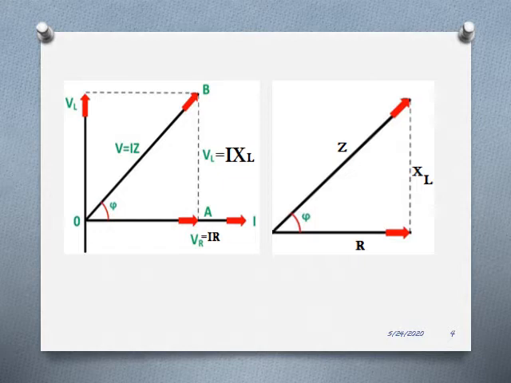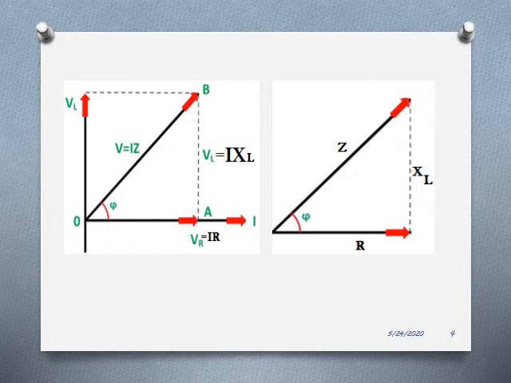So now you have two sides of a right angle triangle, OA, which is VR, the voltage across the resistance, and AB, that is VL, the voltage across the inductive reactance. So obviously, the resultant, the hypotenuse term, will give the vector sum of the voltage. That is OB.